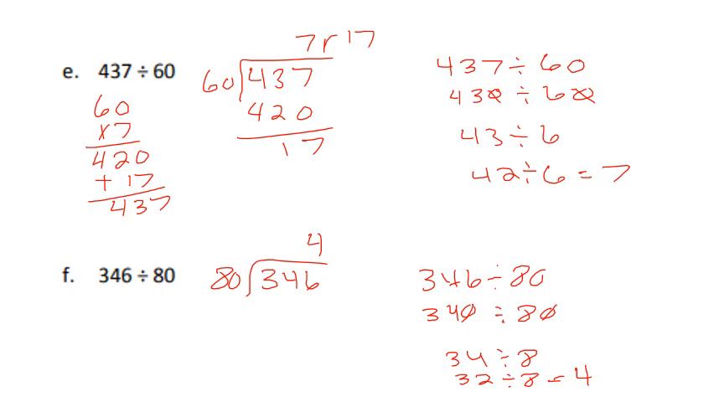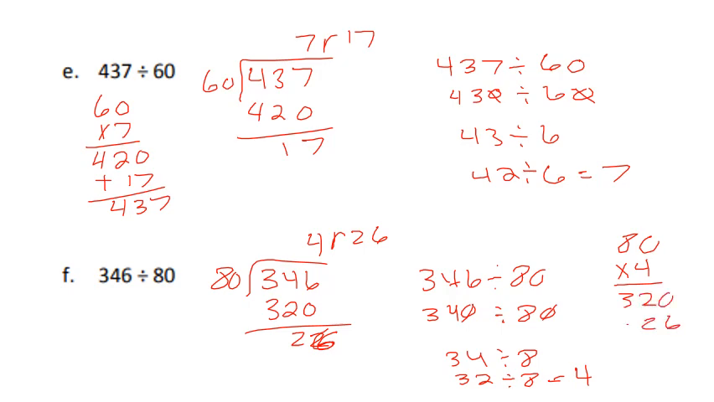80 times 4 would be 320, gives me a remainder of 26. It's smaller than the divisor, so we know it's remainder 26. Now let's check it. 80 times 4 equals 320. Add in our 26 remainder, and we have 346. It checks.